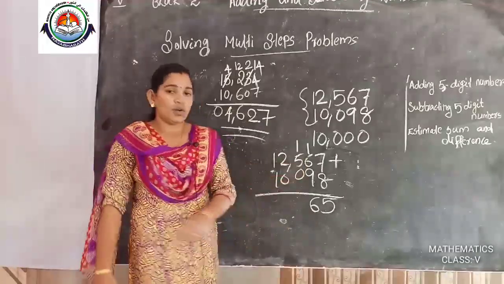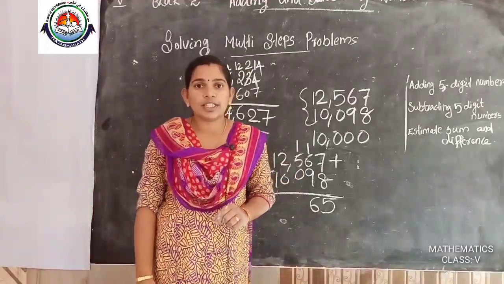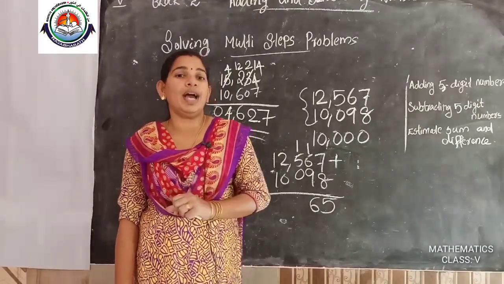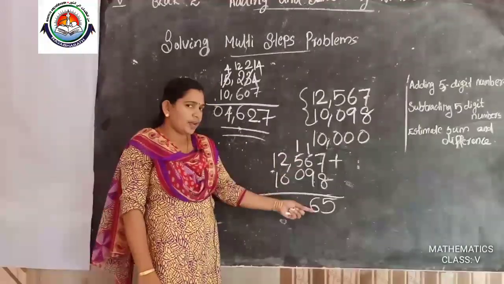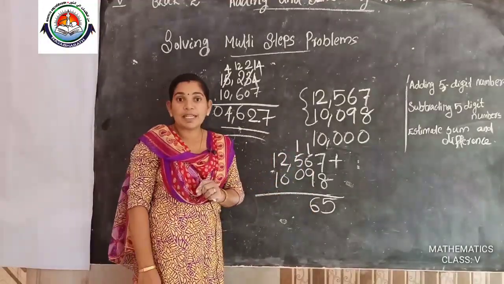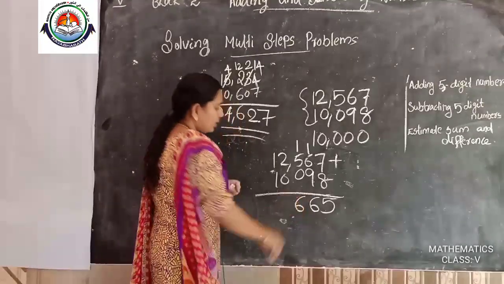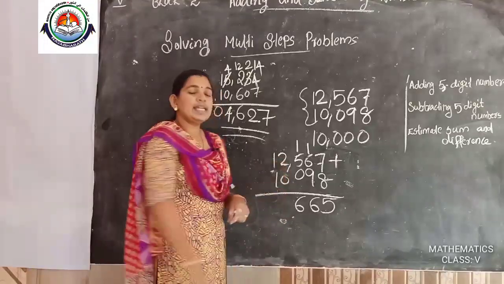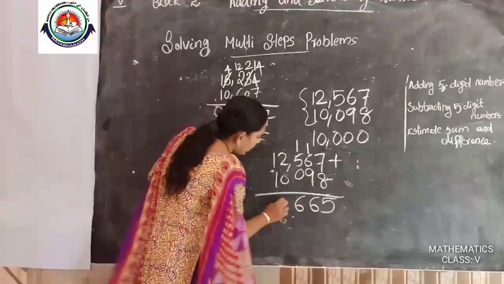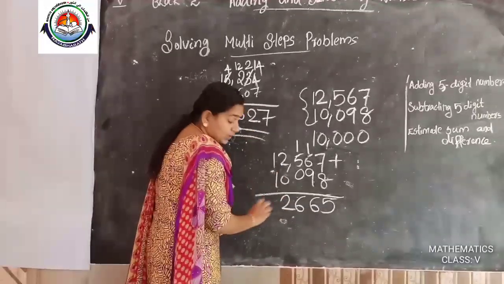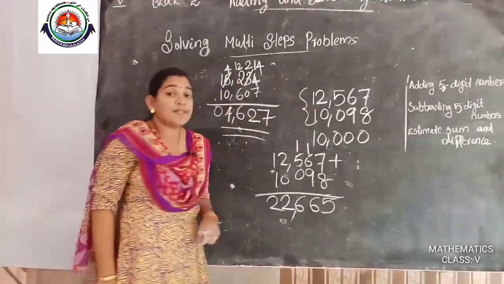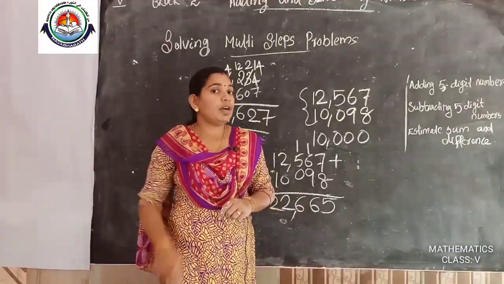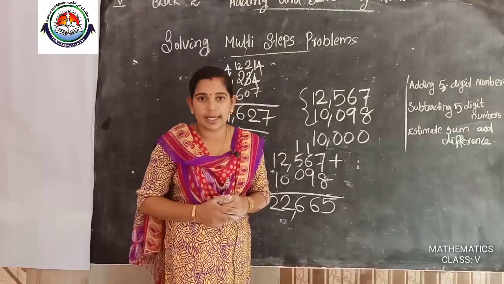Then in this place 5 plus 0. What is the value of 5 plus 0? 5. We write 5 here. No, 1 carry is there. 5 plus 1, 6. Then is there a carry here? No. Then 2 plus 0, 2. Very good. Then 1 plus 1, 2. Then the total number of seats is 22,665. Then we want to find how many seats are occupied.